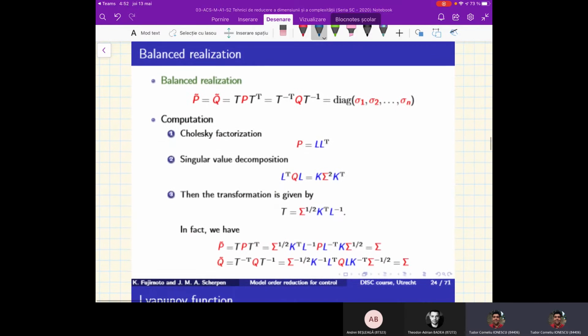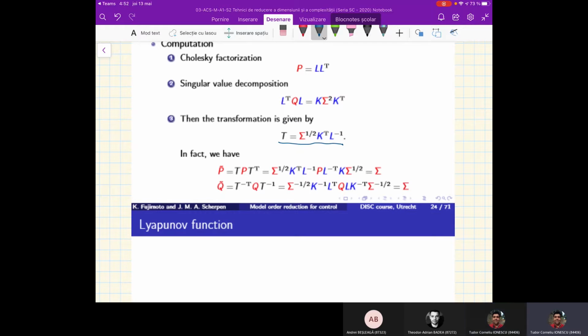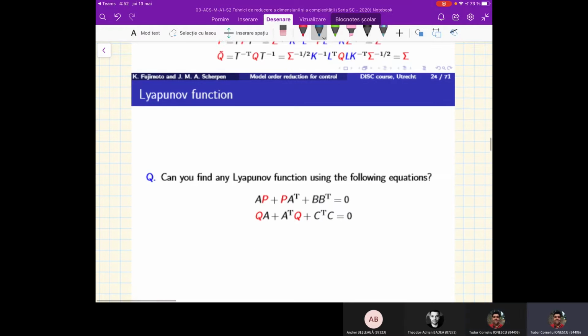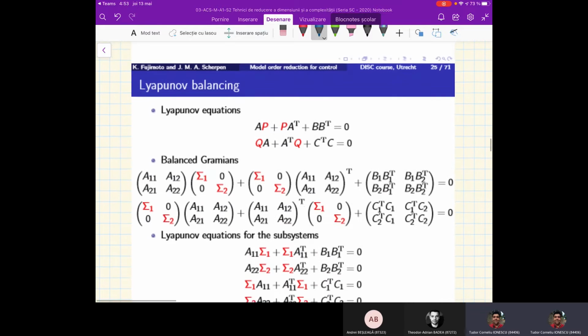And here you recall how to get the balancing transformation, which is this one, based on the Cholesky factorization of the Gramians. It shows you here how, if you apply this coordinate transformation, then indeed P tilde and Q tilde are both identical and equal to sigma, a Lyapunov function. Can you find a Lyapunov function, is the question, using these? Of course you can.